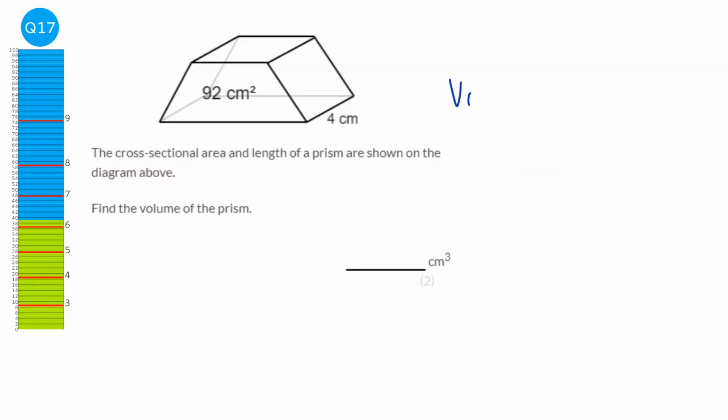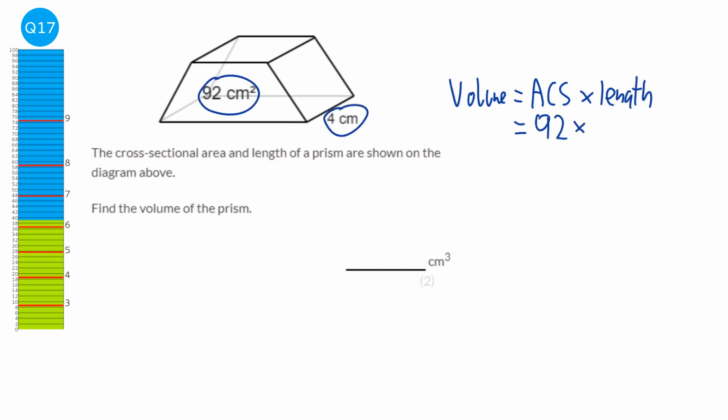The volume of any prism is found by working out the area of the cross-section and timesing it by the length. So we're given the cross-section here is 92, and the length is basically how 3D the prism is, so that's going to be times 4, so that's going to be 368, so 368 centimeters cubed.